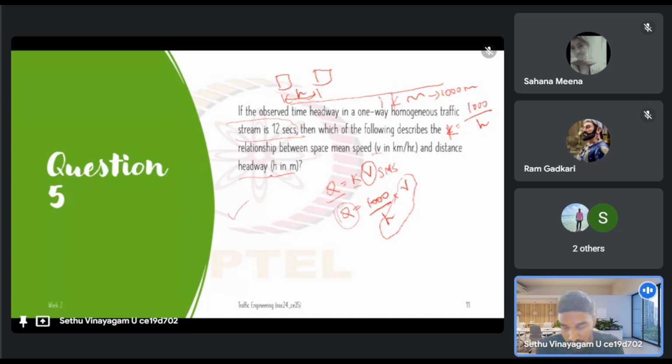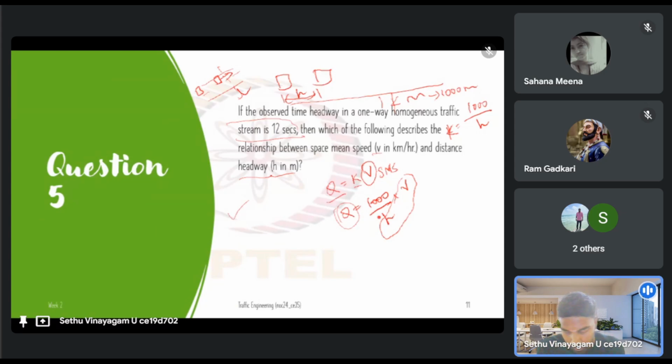So what is flow? Flow is basically how many vehicles are crossing a particular location L in 1 hour. Here we know the time headway is 12 seconds, which means every 12 seconds there is one vehicle, then another vehicle. So the time gap between any successive vehicles is 12 seconds, which means every 12 seconds one vehicle is going to cross a given point on the road.